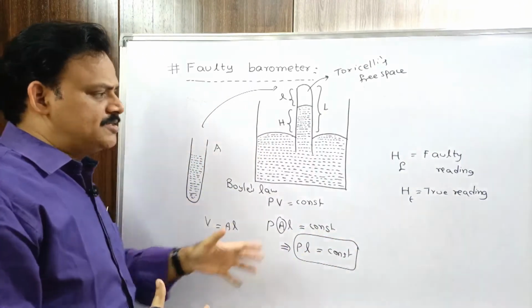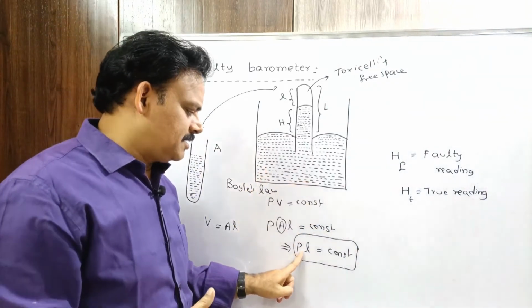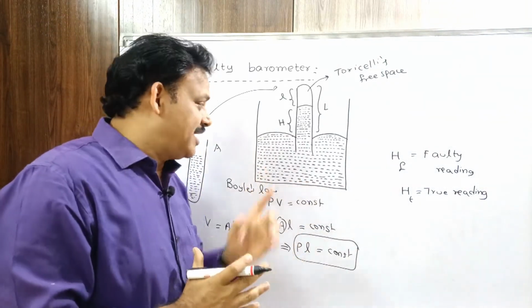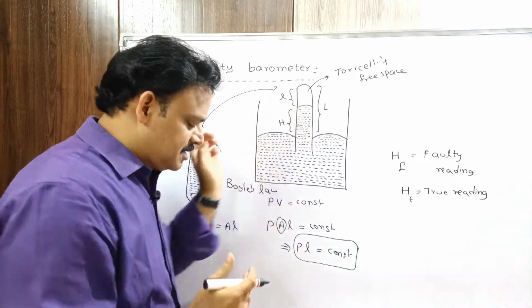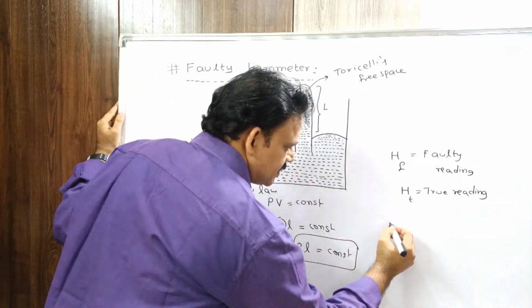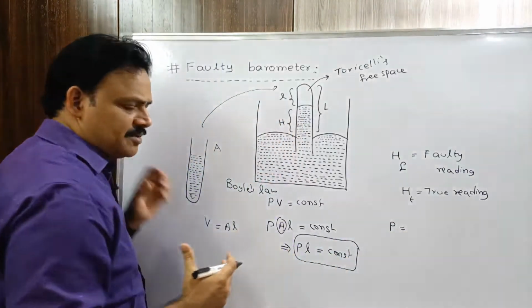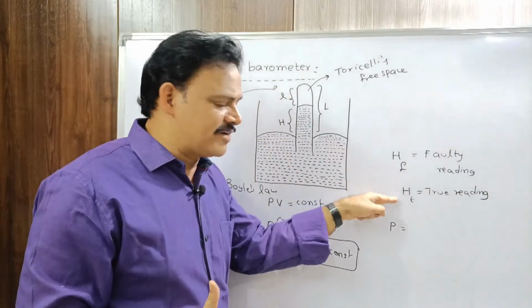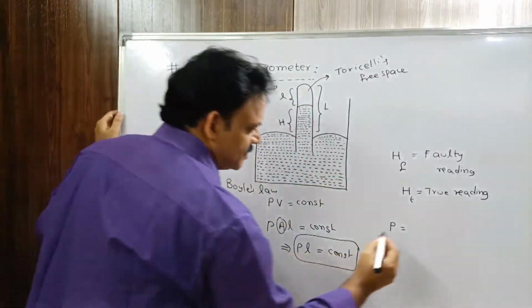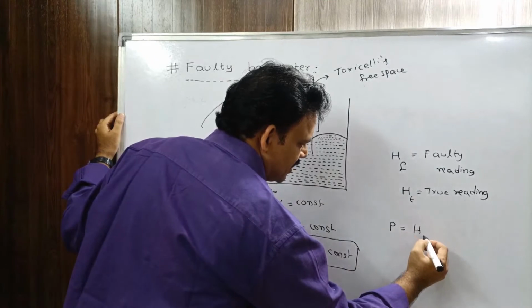We need to apply this Boyle's law here. Here P is the pressure of the air which is trapped inside the glass tube. What is the expression for the pressure of the air? It is nothing but the difference between the true reading and the faulty reading. That is called the pressure of the air.